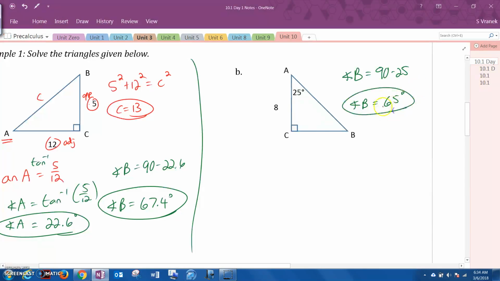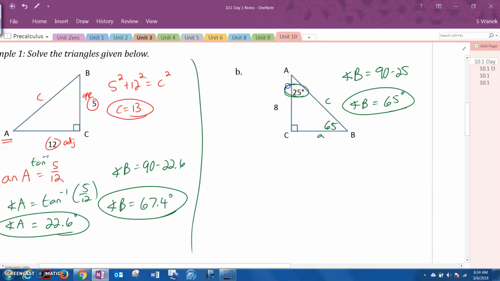Okay, so we have angle B is 65. I'm just going to put that in there. Now I need to find little a and little c. You can pick any angle and any trig function that involves the 8. Well, you can't use SOHCAHTOA at the 90 though, so we're not going to use the 90. I'm going to use the 25.